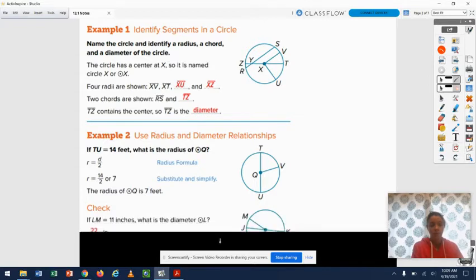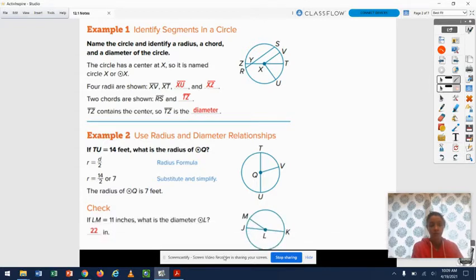In the check question, they are giving you LM. LM is a radius, so to find the diameter, you want to do the opposite, which would be multiplying by 2 instead of dividing. So in this case, we would get 22.